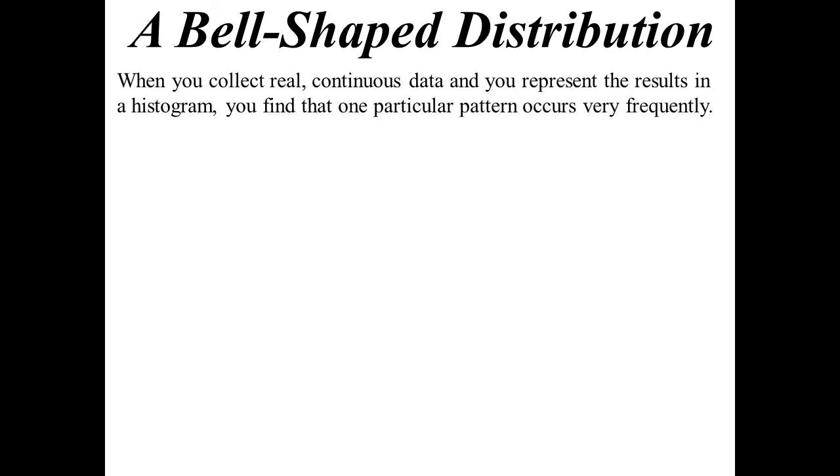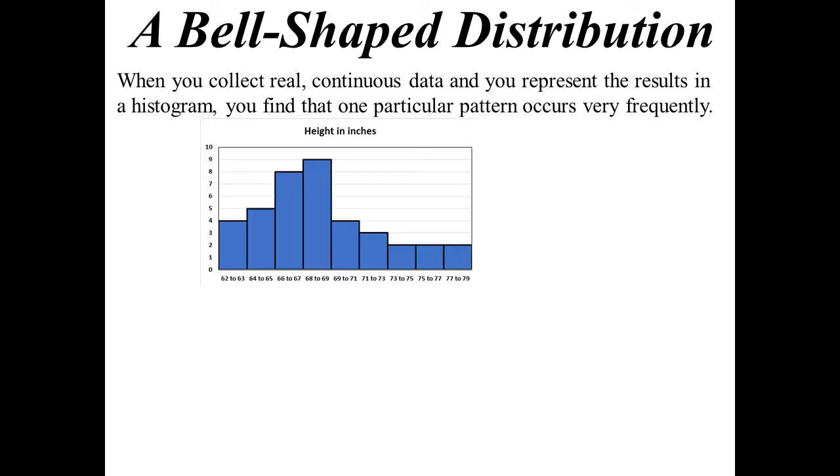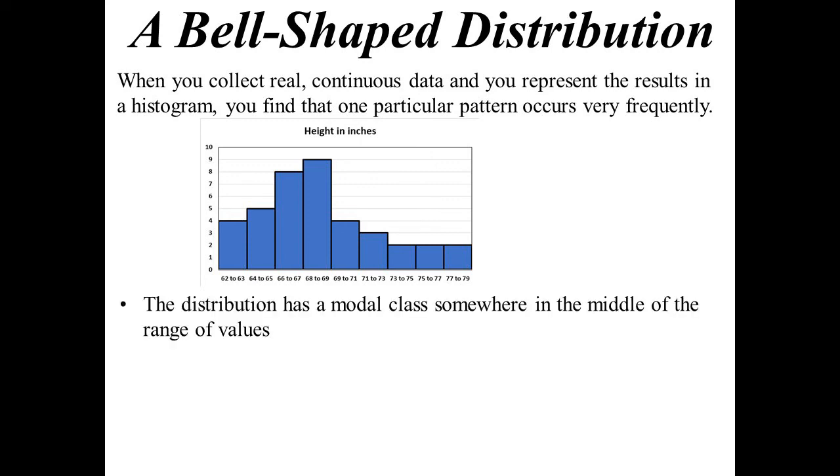We're going to take a look at the bell-shaped distribution, the nice symmetric curve. We collect real continuous data and put it in our histogram. You'll see this pattern, something like that. Basically it's got the modal class. You notice they're classes rather than individual discrete pieces here. It'll be somewhere in the middle of the range of values.